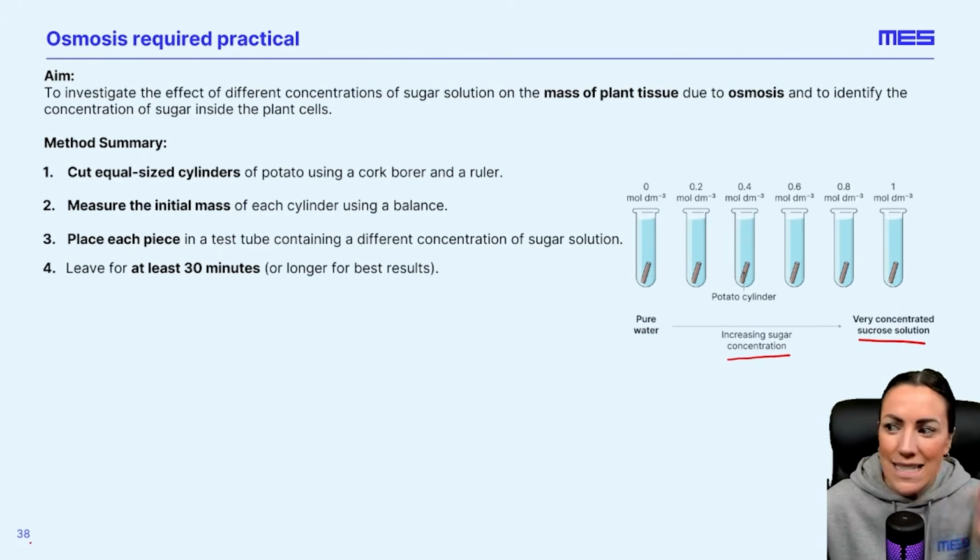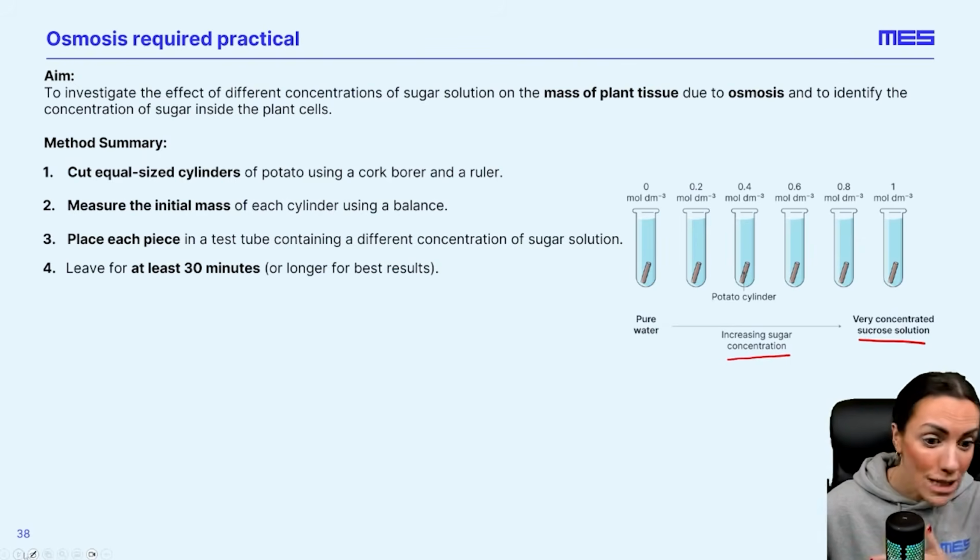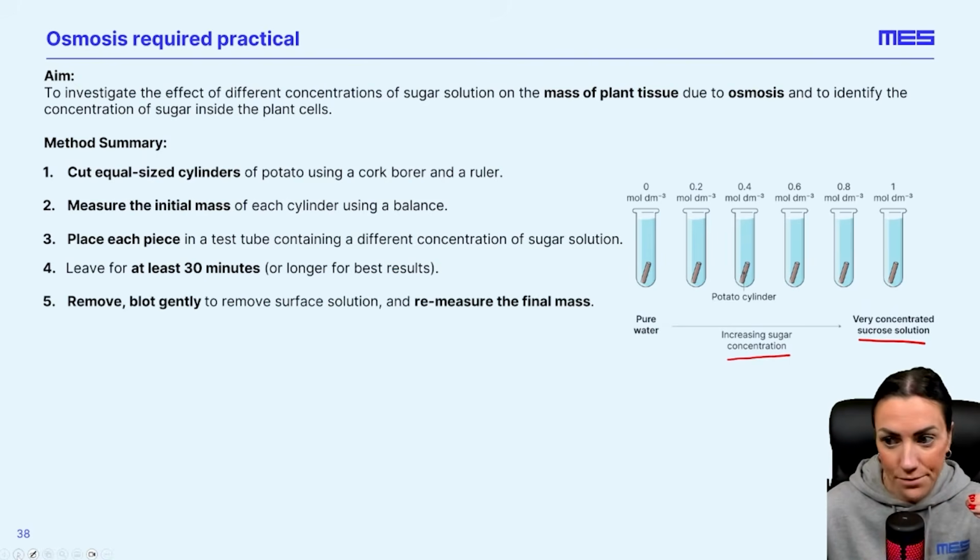And I've put here at least 30 minutes because you need to allow enough time to actually record a change in mass. You need to give time for osmosis to take place. If you left them longer, you'd see more of a change in mass, but if you leave them too long, some of the potatoes will just turn to mush. So 30 minutes is a sensible time. An hour is a sensible time. I'd probably go with an hour, but you should be leaving them all for the same amount of time. Otherwise, you're not controlling that variable and you will get more time for osmosis in some than others.